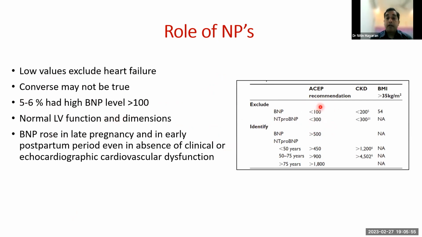Some patients may have BNP more than 100 or proBNP more than 300, but they have normal LV function and dimensions. So BNP rises in late pregnancy and the early postpartum period, even in the absence of clinical or echocardiographic cardiovascular dysfunction. There is a gray area which exists in pregnancy. Less than 100, we exclude the diagnosis of heart failure, and more than 500 confirms the diagnosis of heart failure. But there is a gray area between 100 to 500.